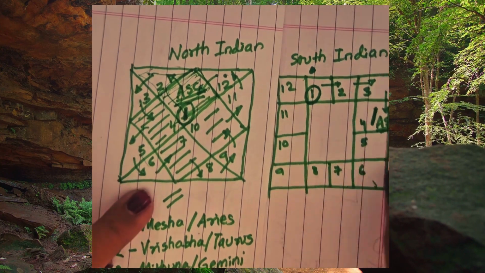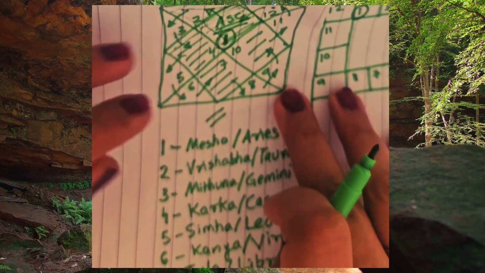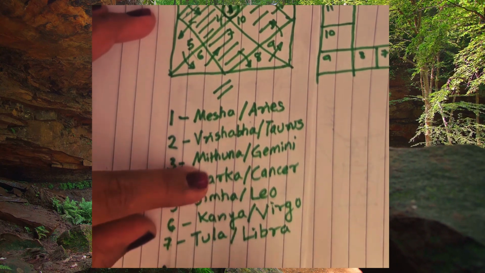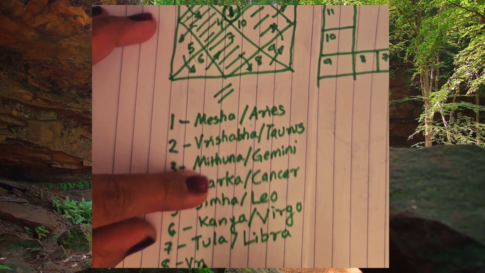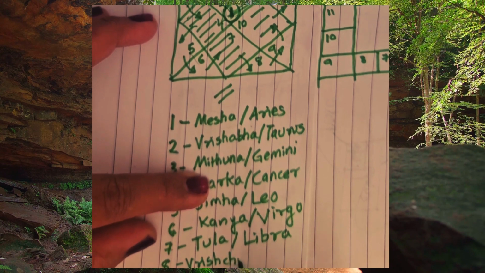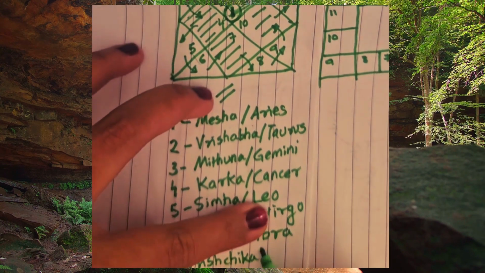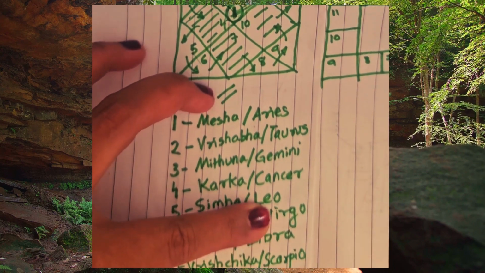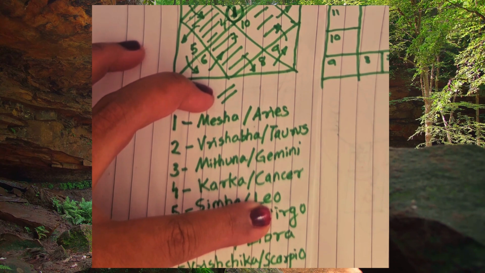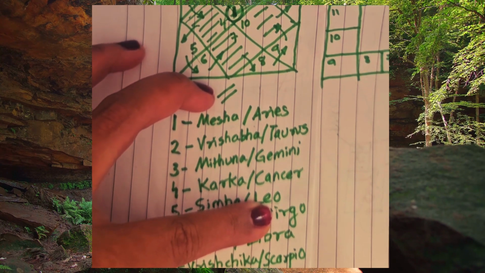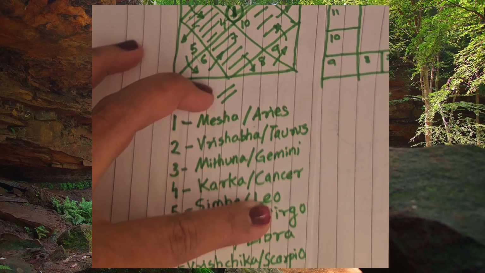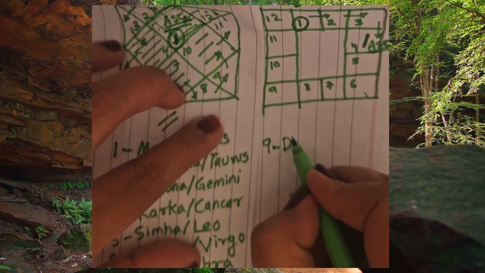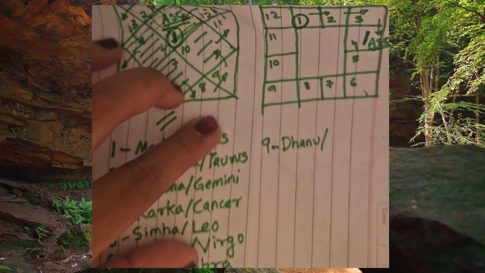Let me just bring it here so that it is visible properly in the video. The eighth is Vrishika Rashi or Scorpio. The significance of Vrishika Rashi or Scorpio is the scorpion, the insect or the animal. Ninth is Dhanu Rashi or Sagittarius.